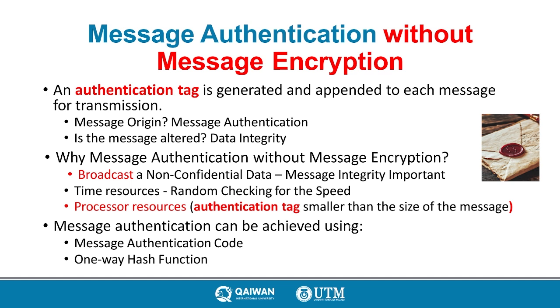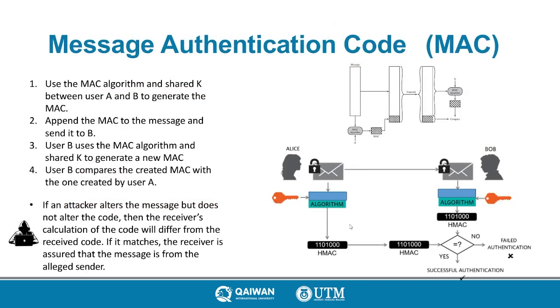Message authentication can be achieved using a message authentication code or a one-way hash function. Now, a message authentication code or MAC would be just like this. We will have a message, and that message, using an algorithm, will be processed and will get its own HMAC, or hash MAC.